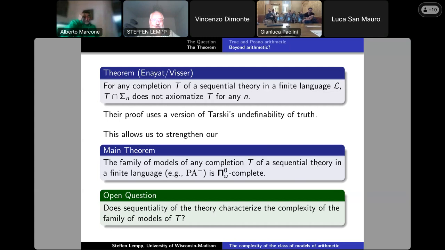So really, the question is, does the theorem at the top of the slide actually characterize sequential theories? Put another way, does sequentiality characterize the complexity of the family of models of T? Clearly, if the Σn fragment already axiomatizes T, then of course I cannot expect the class of models to be Π⁰₁ complete. So I have to have this property. But once I have this property, I seem to be able to pull the theorem off. Anyway, that's the question that we're leaving open, and maybe somebody else can answer it for us.